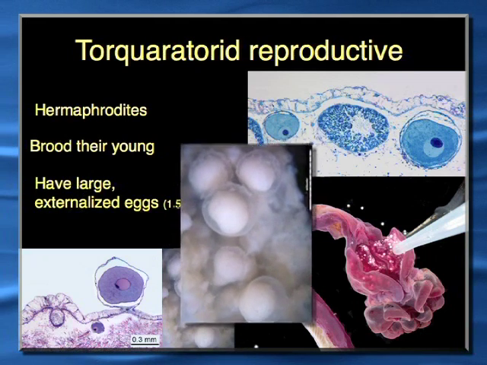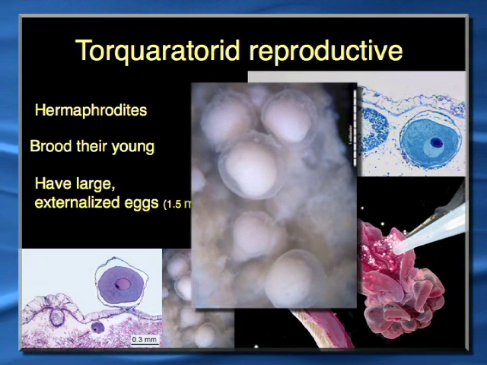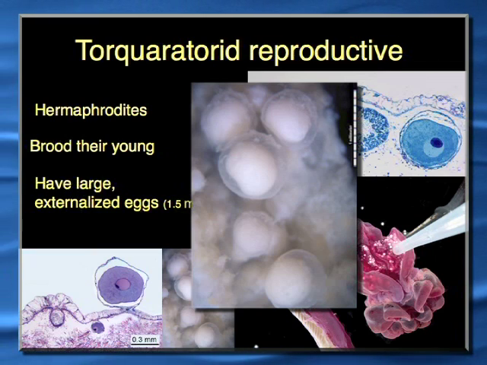Here you can see what they actually look like. You see all these eggs poking out here. And the eggs themselves are gigantic. They're 1.5 millimeters in size. So it's not the largest invertebrate eggs.